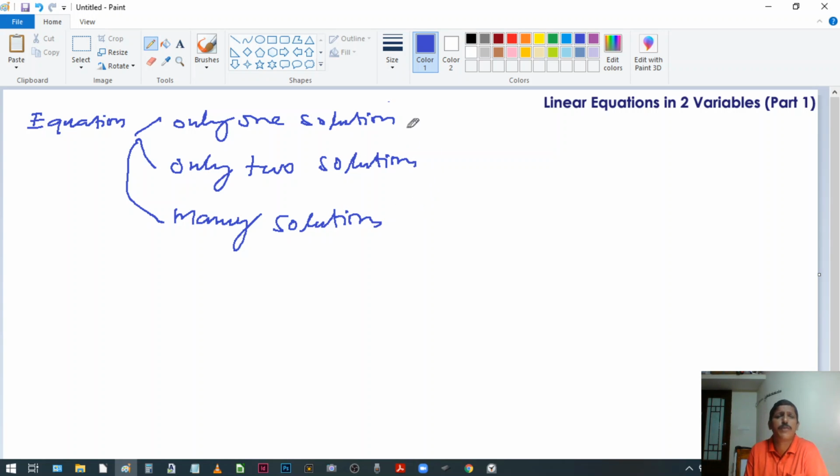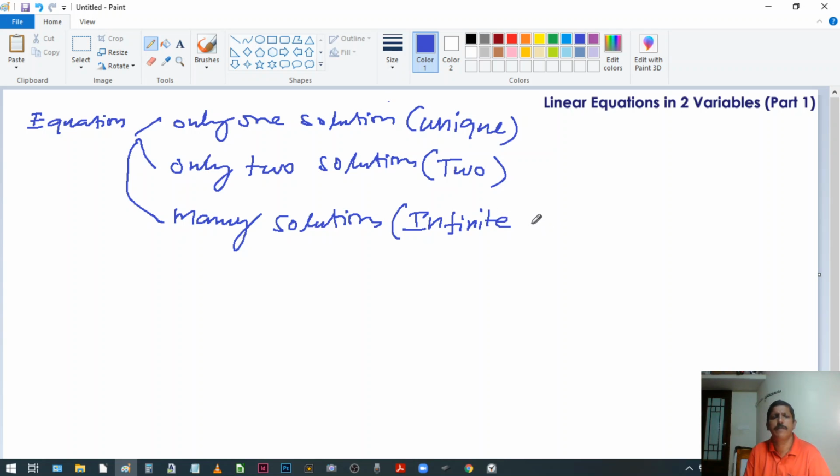Now when we say only one solution, what is the name for that? That is called unique. So this equation is having a unique solution. Or this equation is having only two solutions. We can say two. There is no special name for this one. For many solutions, there is a special name called infinite. Infinite number of solutions. That means there is no limit.